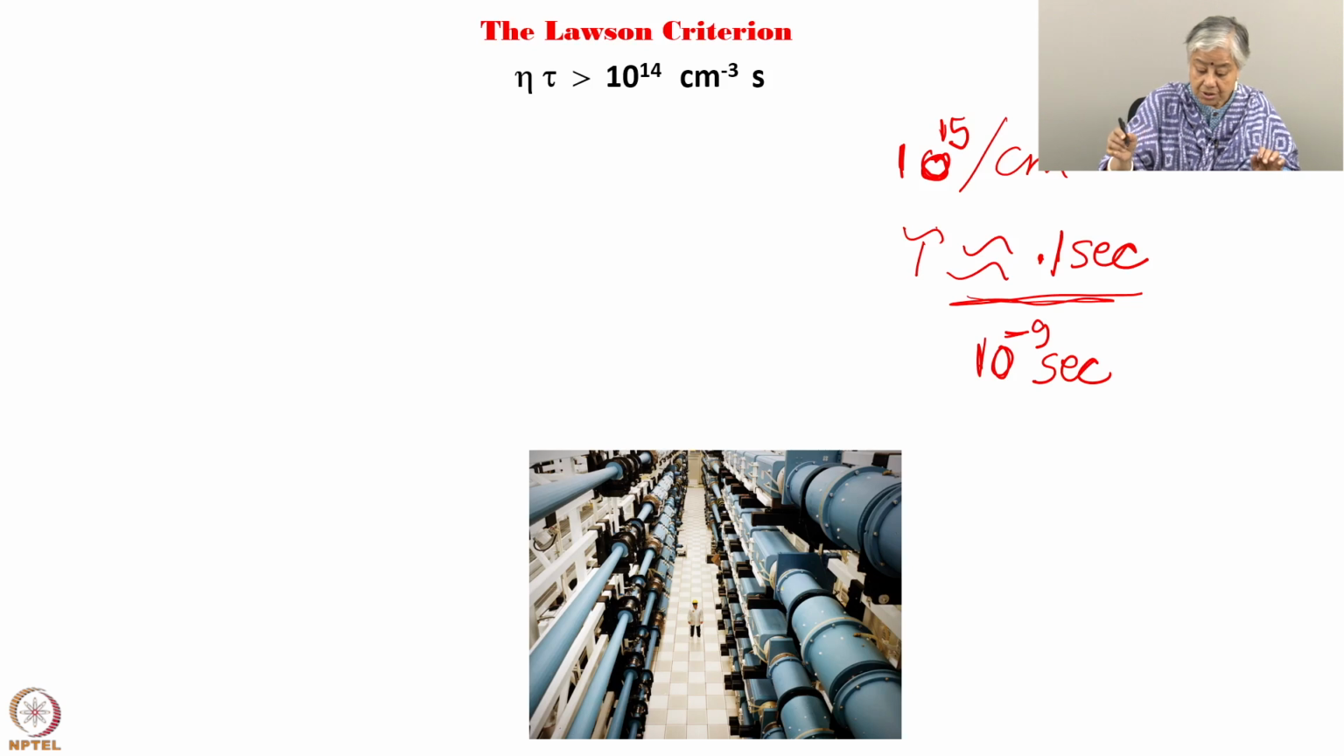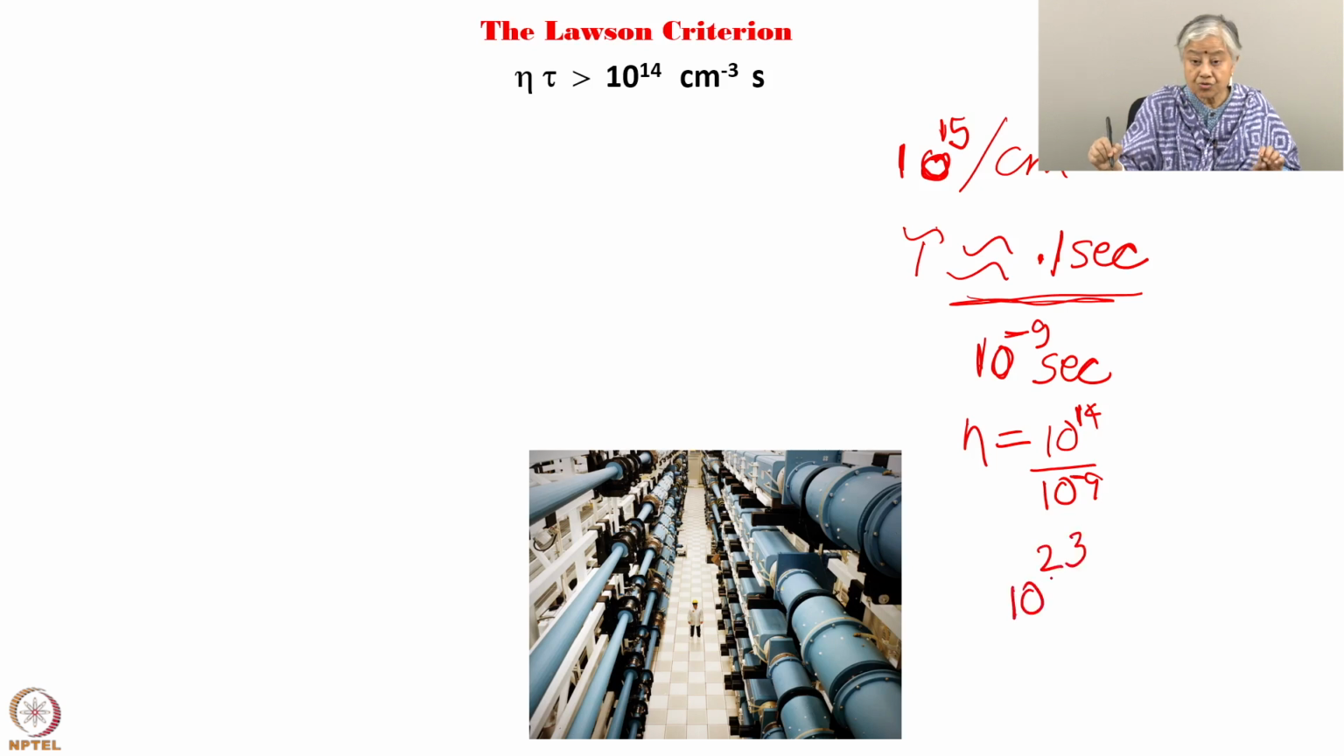Now, how much? Suppose tau is 10 to the power minus 9 seconds, density is 10 to the power 14 upon 10 to the power minus 9. So, 14, 15, 16, 17, 18... 10 to the power 23 per centimeter cube. So, your density has to increase. Why do I take this in nanoseconds?